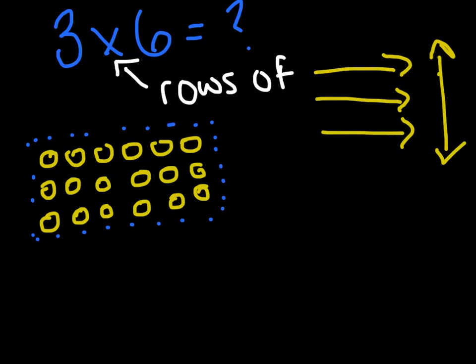Okay? So this would be how I should make my array for 3 rows of 6, and then I can just count how many I have. So I have 1, 2, 3, 4, 5, 6, 7, 8, 9, 10, 11, 12, 13, 14, 15, 16, 17, 18. So my answer should be 18.